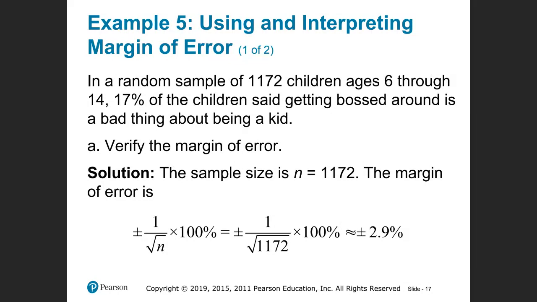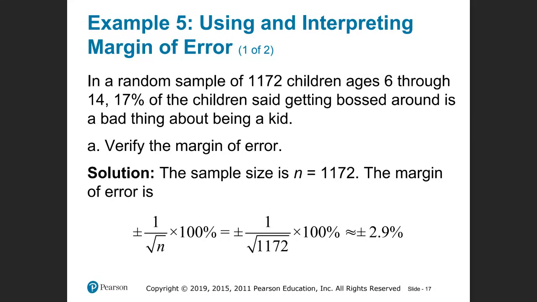Example 5, using and interpreting margin of error. In a random sample of 1,172 children, ages 6 through 14, 17% of the children said getting bossed around is a bad thing about being a kid. We want to verify the margin of error.